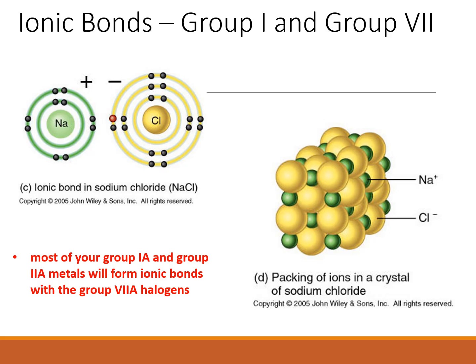Most of your group 1A and group 2A metals will form ionic bonds with the group 7 halogens. So columns 1 and 2 and column 7 will form ionic bonds. And they tend to form really well-ordered crystalline structures. For example, here you can see the packing of sodium and chloride ions in a very well-organized crystalline structure.